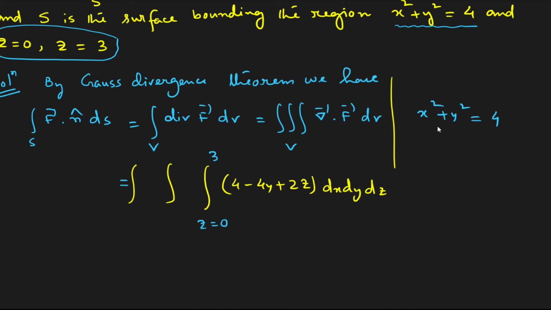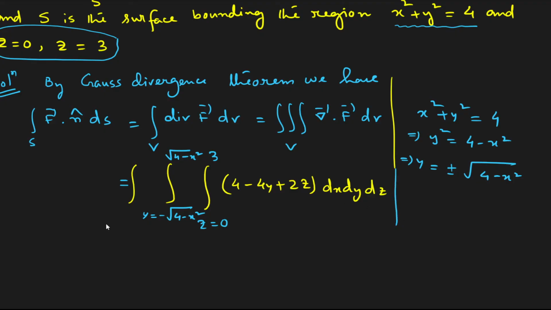Now when we find the limit of y, from this particular relation, y square equals what? We can write 4 minus x square. Then y equals plus minus root over 4 minus x square. So when we put the limit, our limit of y will be minus root of 4 minus x square to plus root of 4 minus x square. So the limit will be from negative to positive. Then we will find the limit of x.